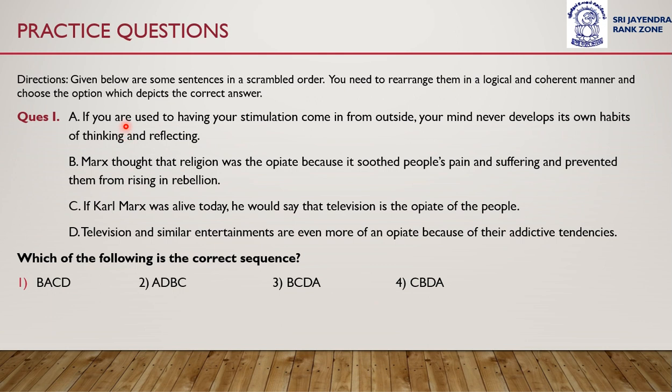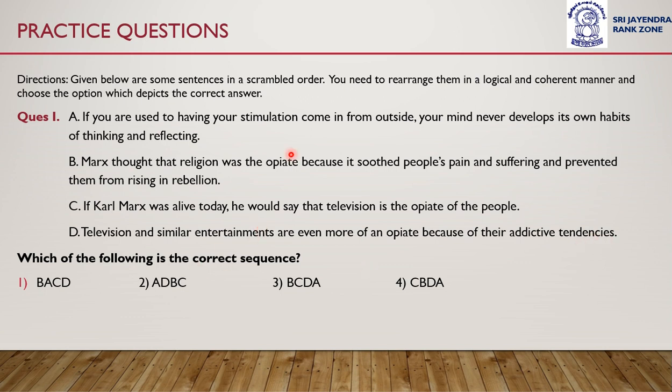So let us quickly read the sentences. If you are used to having your stimulation come in from outside, your mind never develops its own habits of thinking and reflecting. Marx thought that religion was the opiate because it soothed people's pain and suffering and prevented them from rising in rebellion. If Karl Marx was alive today, he would say that television is the opiate of the people. Television and similar entertainments are even more of an opiate because of their addictive tendencies.